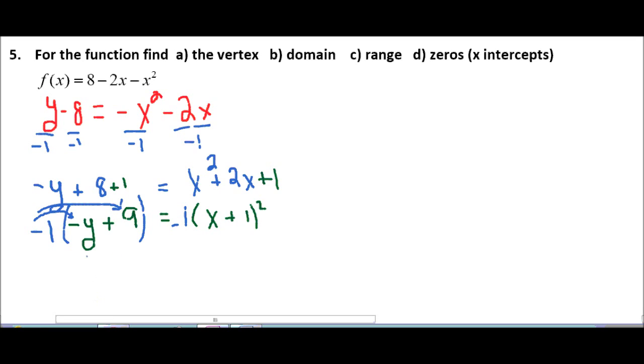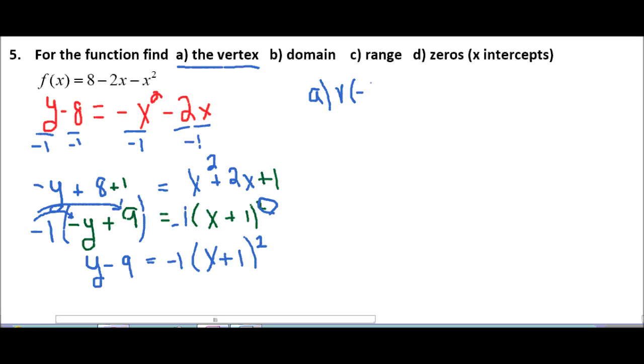So that becomes y minus 9 equals negative 1, and remember we cannot distribute it here because of that exponent right there. x plus 1 squared. Okay, so a couple of things they asked us to identify here. A was the vertex, so I'm going to start to list my answers here. Okay, we now know how to find the vertex. It's negative 1, 9.